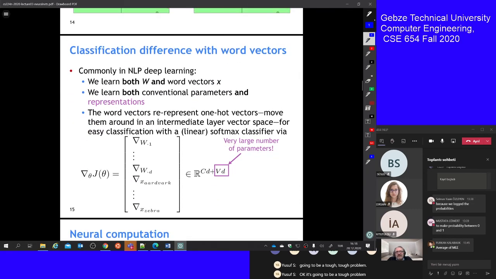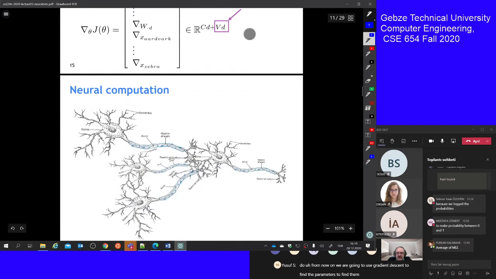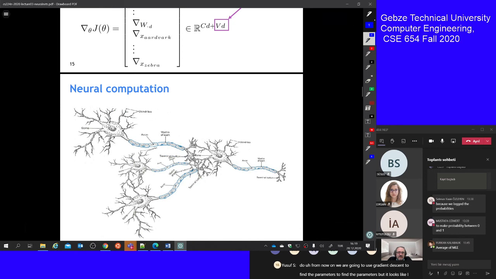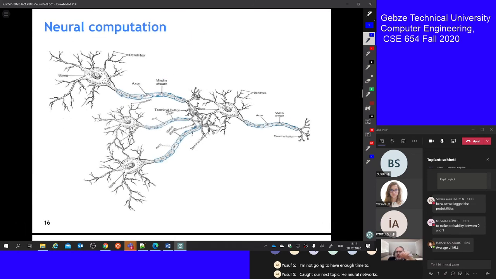Again, to solve this problem, we are going to use gradient descent, and gradient descent will be our solution. Whatever we do from now on, we are going to use gradient descent to find the parameters. But it looks like I am not going to have enough time to come to our next topic, neural networks, which is the basic foundation of the deep learning systems. But I think I will stop here.